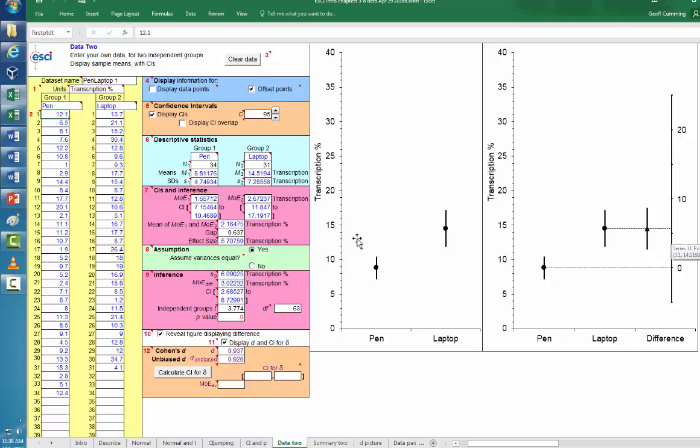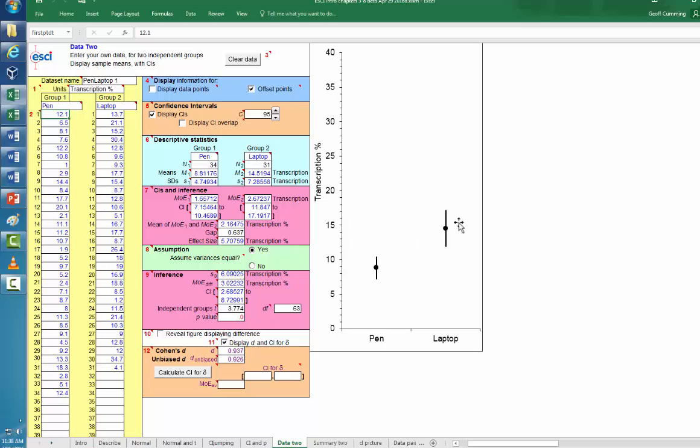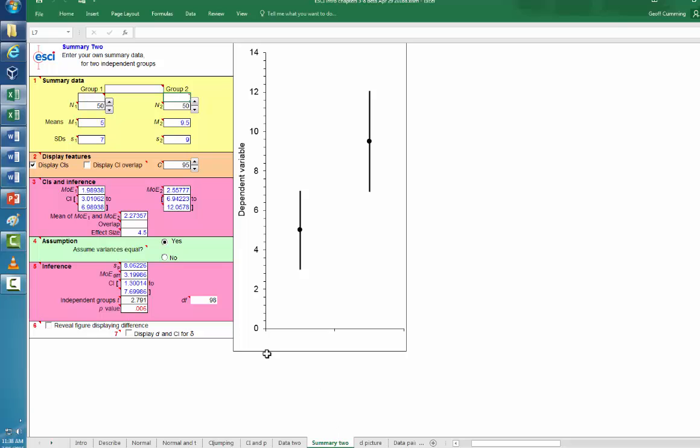Terrific. But alas, in the world, quite often we're only shown this. Fortunately, in the independent groups case, we can compare these two confidence intervals and how they sit in relation to each other and draw some conclusions. I'll demonstrate by going over to summary 2, where I've set up some invented data for two means for independent groups with 95% confidence intervals.